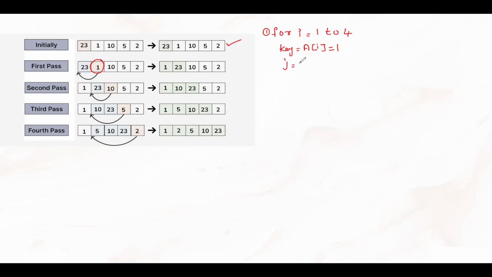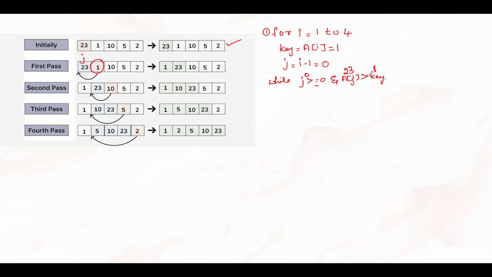And j value is going to be i minus 1, which, once again, the i value is initially 1, so i minus 1 is 0, which means this is going to be my j value. All right. So now, next we are going to the while loop. Now, while j is greater than or equal to 0, j is 0, and it is greater than or equal to 0, so equal to is satisfied. Also, we have another condition that A of j should be greater than key. Now, what is my A of j value? A of j is 23, and the key value is 1.